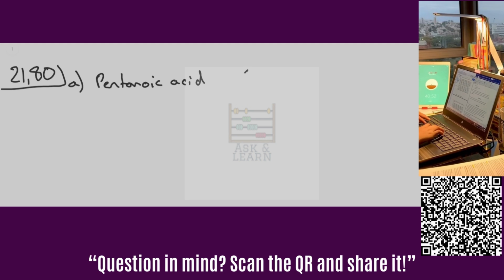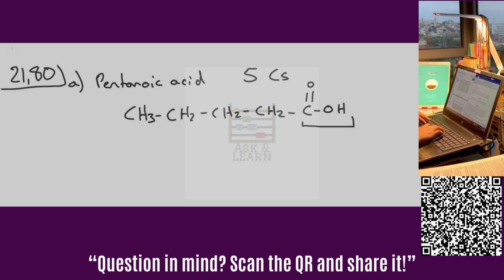So we know that the PENT prefix here means we're going to have a 5-carbon chain. And the oic acid means that we have a carboxylic acid. So we can go ahead and draw this 5-carbon chain, having the carboxylic acid on the right side. Either side is correct. Either ending side is correct. And so the characteristic functional group here is the double bond O attached to the OH group right here. So that's the structure of pentanoic acid.